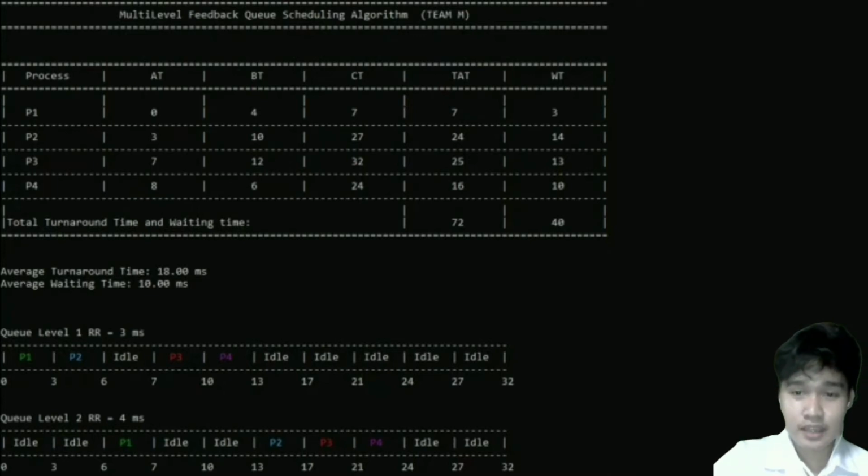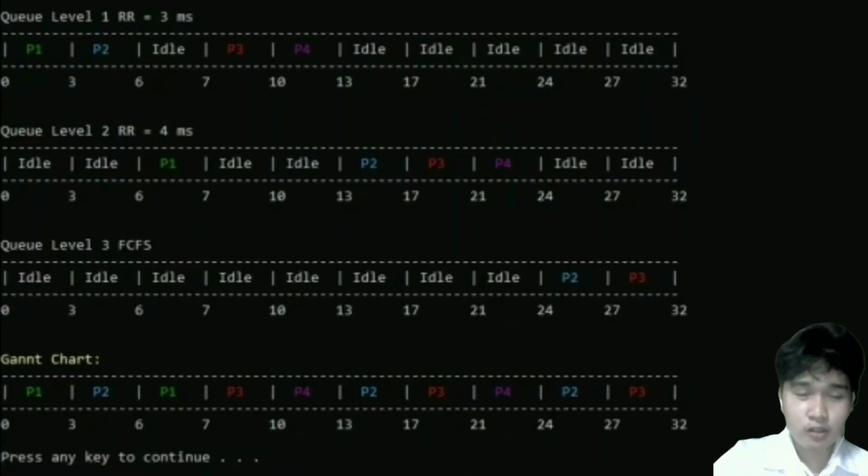At time 7 milliseconds, P3 was ready to execute in the first queue level and ended at 10 milliseconds. Since P3 has remaining 9 milliseconds burst time, it shifted to the second queue level. At time 10 milliseconds, P4 was ready to execute in the first queue and ended at 13 milliseconds. Since P4 has remaining burst time, it shifted to the second queue level. All processes are completely executed in the first queue.